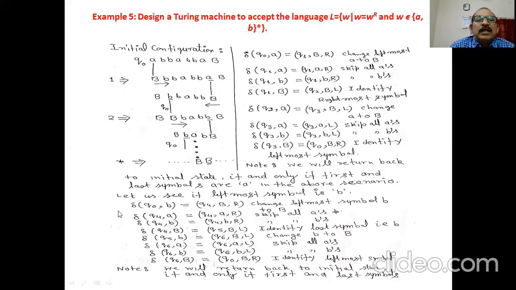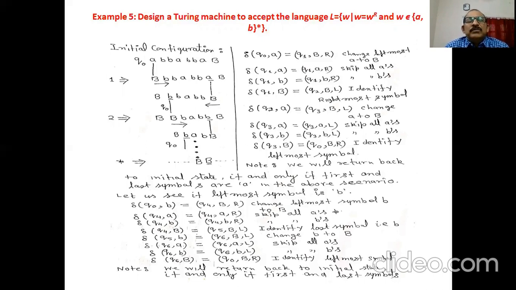So I have taken this word: a b b a b b a. Here you can see the starting symbol and last symbol should be the same. The second from the start and second from the end should be the same. Third from the start and third from the end are the same. The fourth from the start and the fourth from the end should be the same. This is a palindrome word, and we are going to design a Turing machine for the palindrome language.